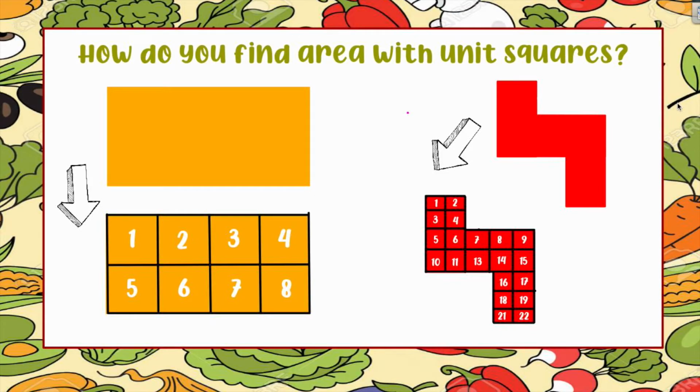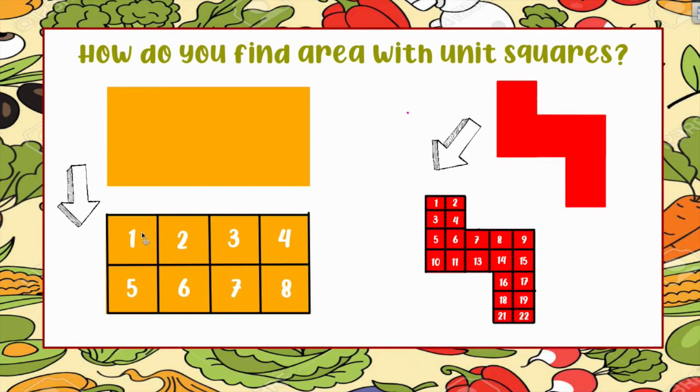Okay, before we can start finding the area of the different garden plots that I have, first you might be asking yourself, how do I find area with unit squares? That's a great question. Whenever you're given any random shape, for example, a rectangle, you take that rectangle and you put unit squares into it. These unit squares have to be the same size and they need to fit into your desired shape. So for this rectangle, I was able to fit in 8 different unit squares.